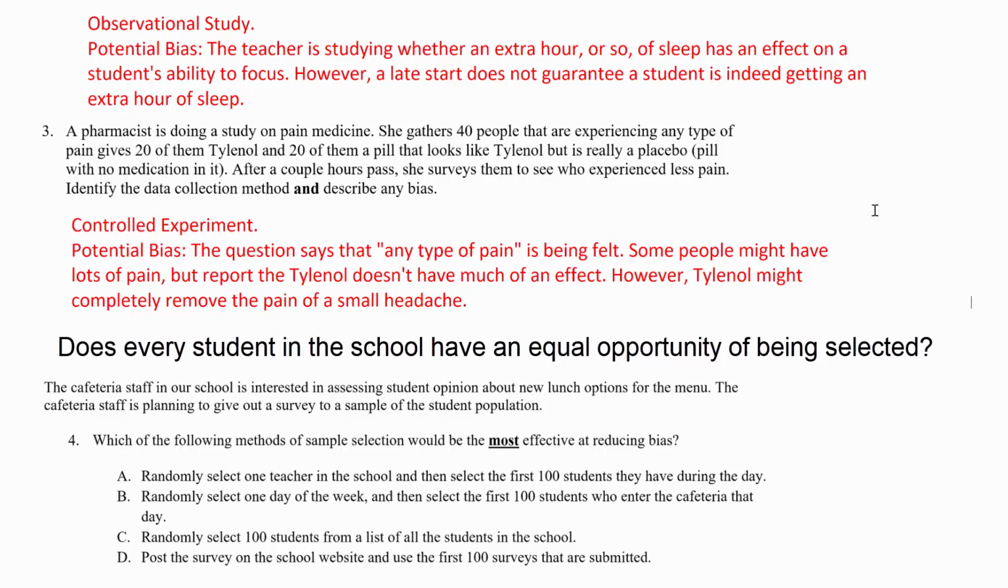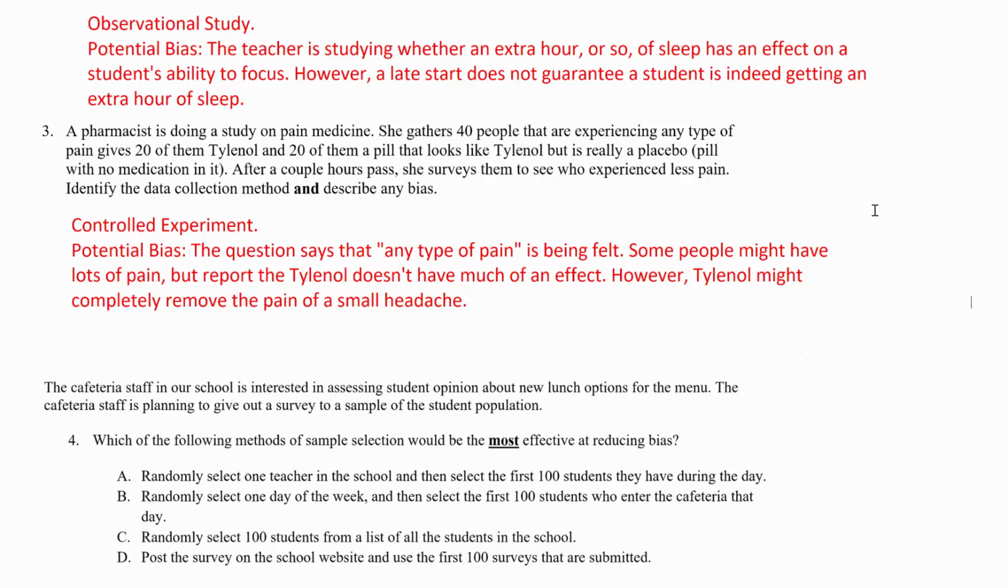D, we could talk about that. Post the school survey to the website. First 100 people that respond would be selected. Well, that's just a matter of chance. Maybe some people don't have access to the school website. Maybe they just choose not to partake. So I think C would probably be the best way of collecting data that would limit bias.